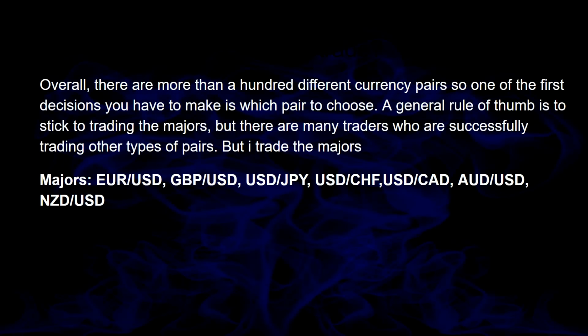So overall, there are more than 100 different currency pairs, so one of the first decisions you have to make is which pair to choose. A general rule of thumb is to stick to trading the majors, but there are many traders who are successfully trading other types of pairs. But I trade mainly the major pairs, which are the Euro dollar, Great British Pound dollar, USD JPY, USD CHF, which stands for Swiss franc, USD CAD, which stands for Canadian dollar, Australian dollar, and then NZD USD, which stands for New Zealand dollar. So those are, like I said, the major pairs that I trade. I do trade minor pairs, but not as often as I trade major pairs.